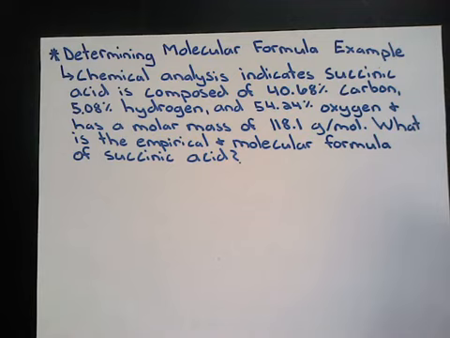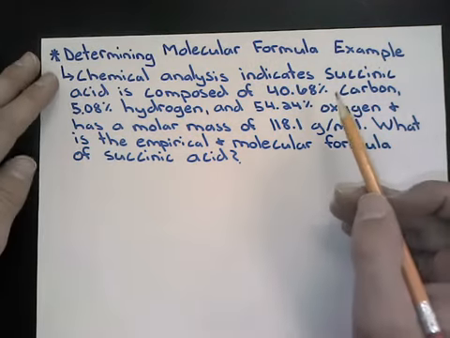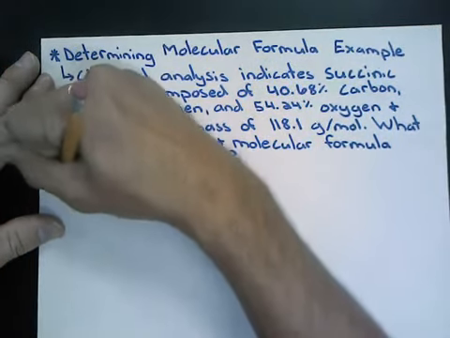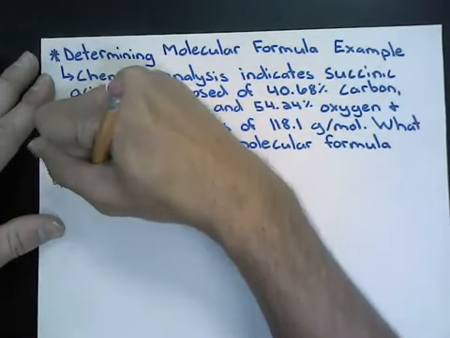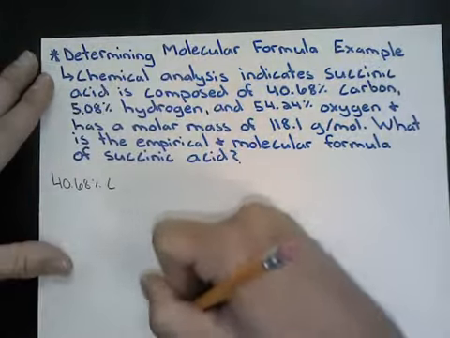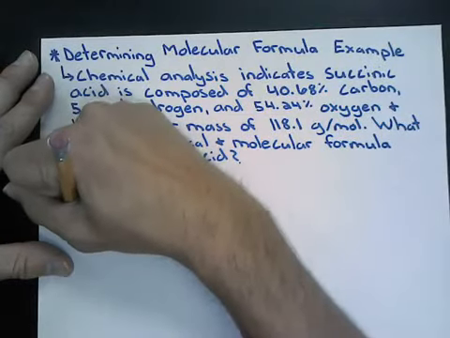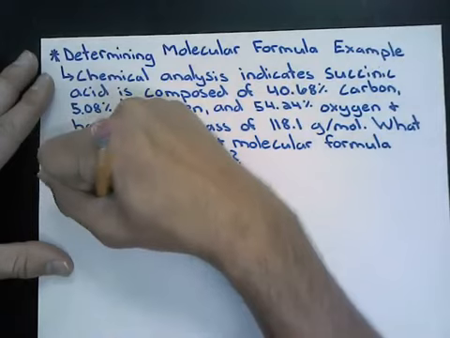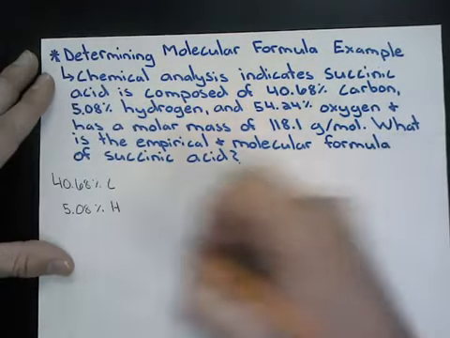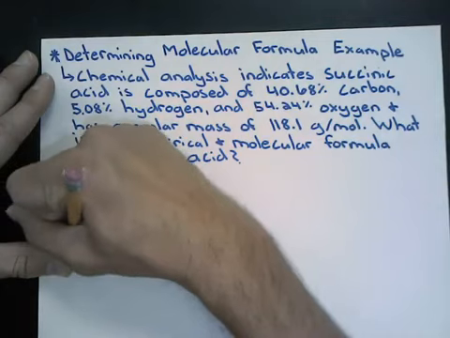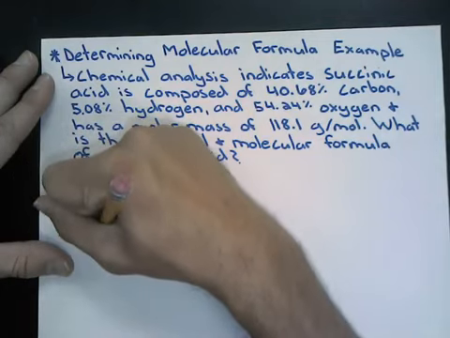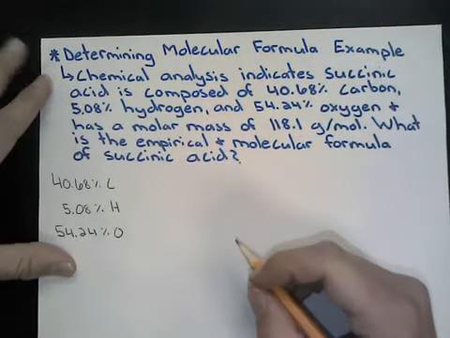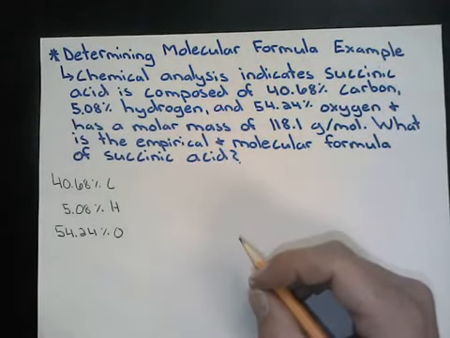It also has a molar mass of 118.1 grams per mole. What is the empirical and molecular formula of succinic acid? So again, we start out and we just write down the percent. So we have 40.68% carbon, 5.08% hydrogen, and 54.24% oxygen. And the next step here is you just take percent to grams.